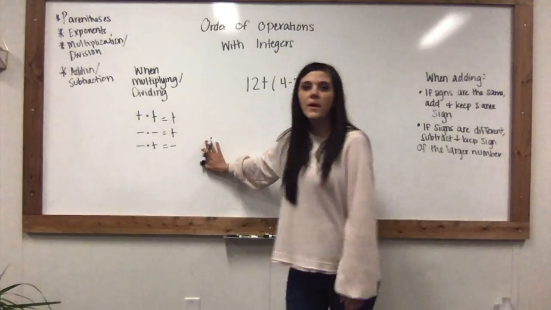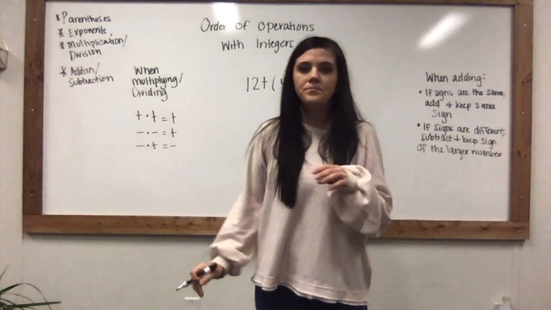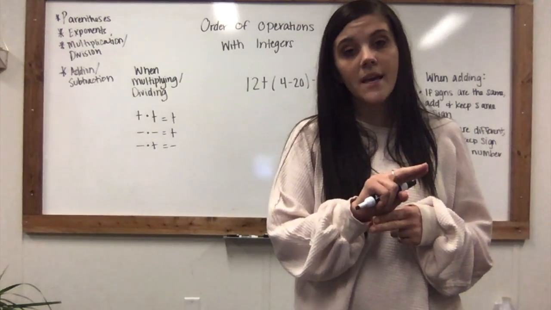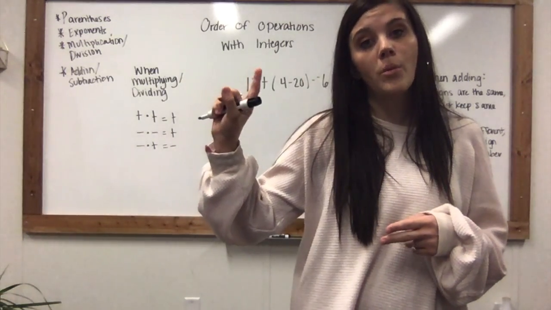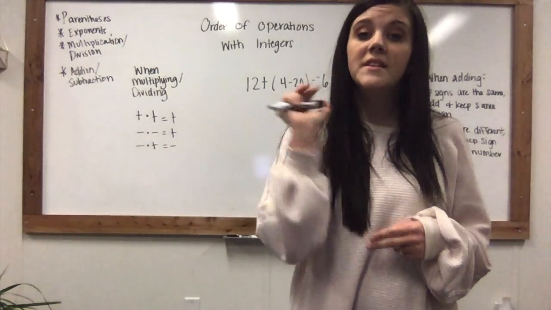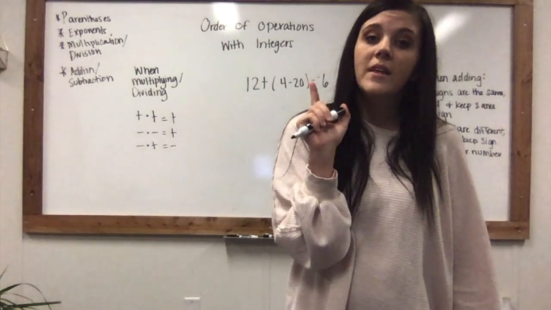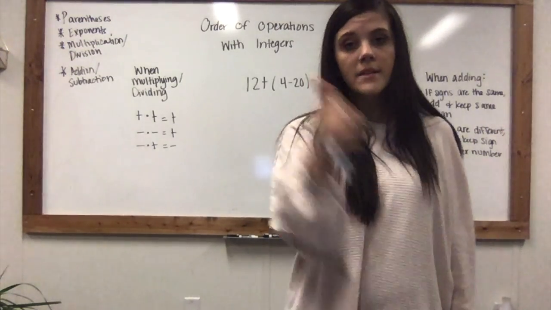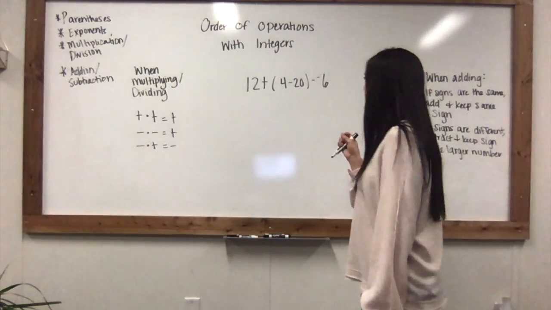Okay, multiplying and dividing is much easier. When you're multiplying or dividing, if the signs are the same, then your product or quotient is going to be positive. If the signs are different, then the product or quotient is going to be negative, okay? Let's do a practice problem, okay?